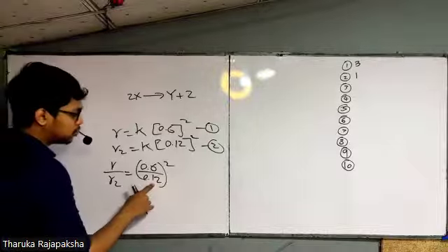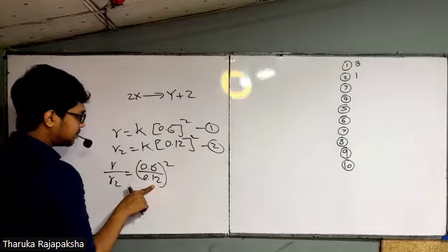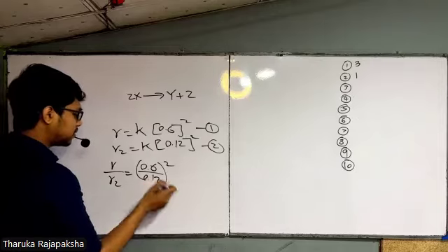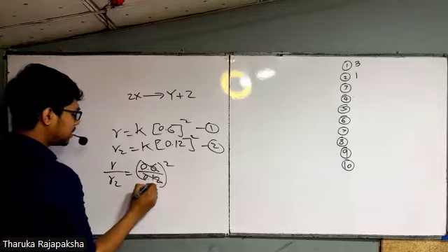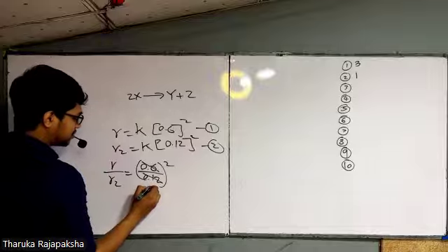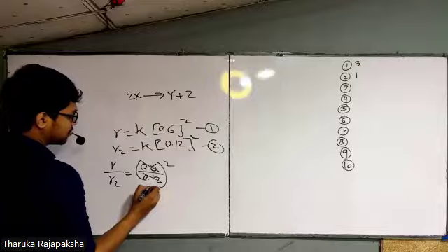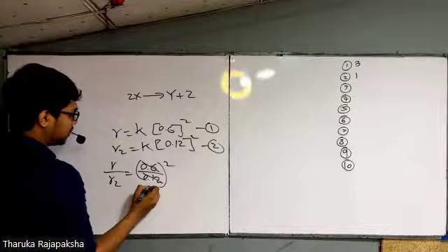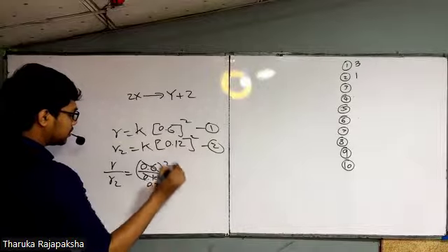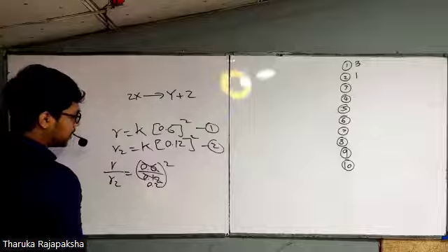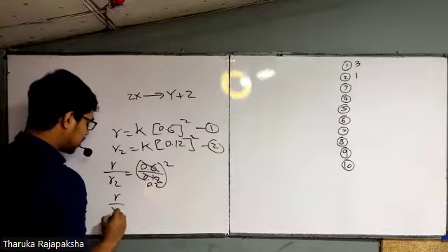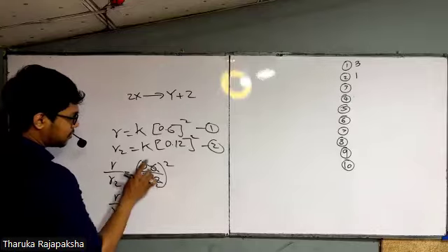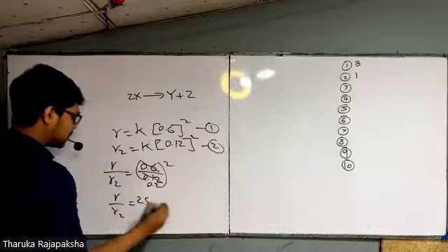This is 1.2 into 10 to the power minus 1. So that means this one is going to be actually 0.1. 0.2. This is 0.2. That means this is 5. R over R2 equals 5. 5 squared is 25. Is it like that?